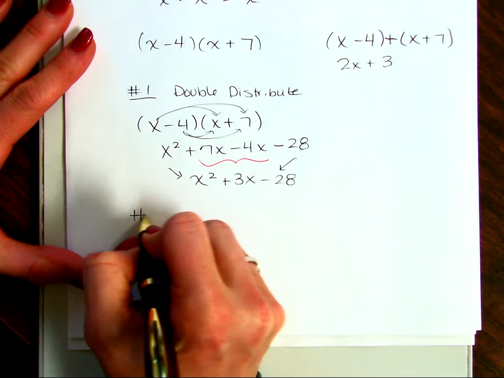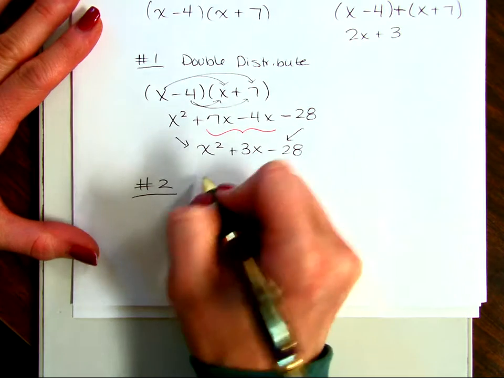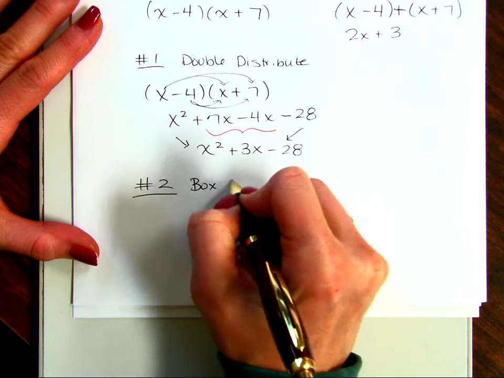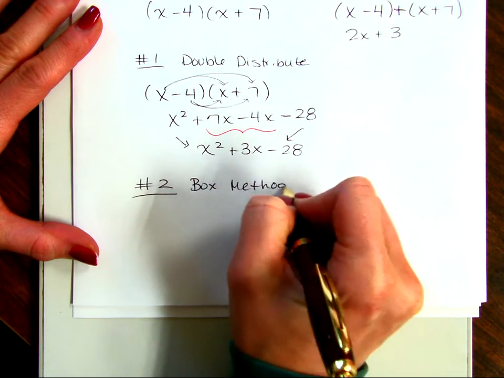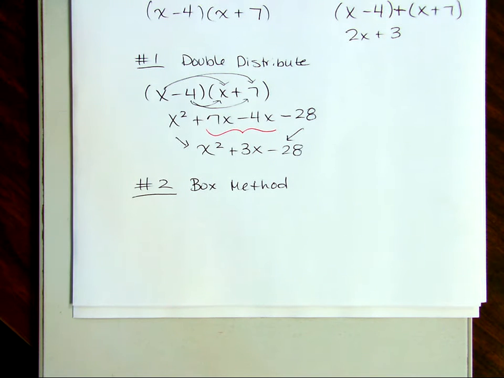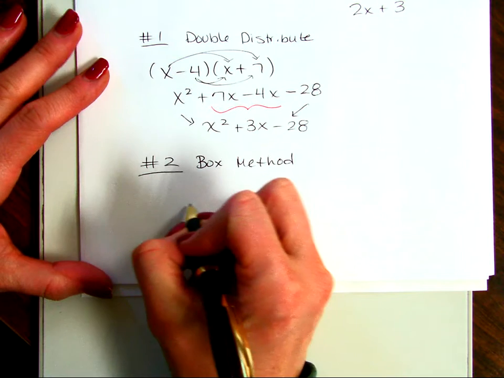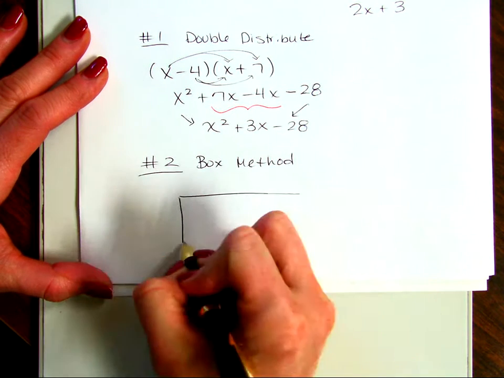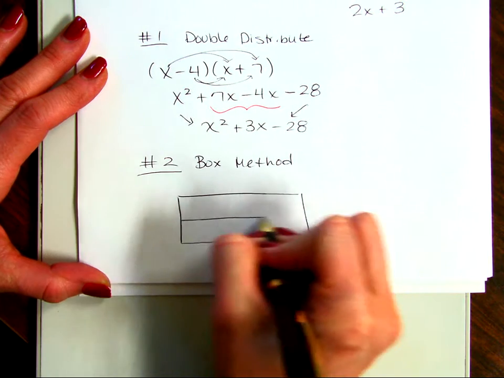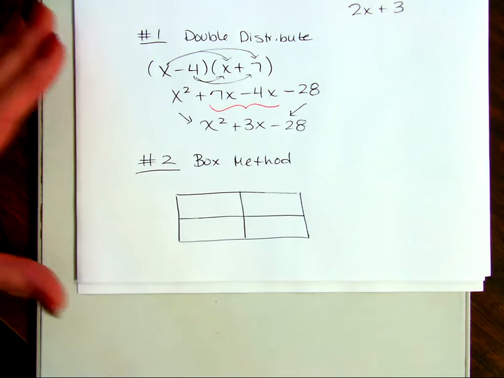I'm going to show you option number 2, and that's called the box method, okay? You will be forced to use the box method to do some work in Unit 7, Section 5. So getting a little practice with it now is probably not a bad idea. Okay, so I'm going to do the exact same problem, and you're going to see the similarities. It's literally just setting it up a different way.